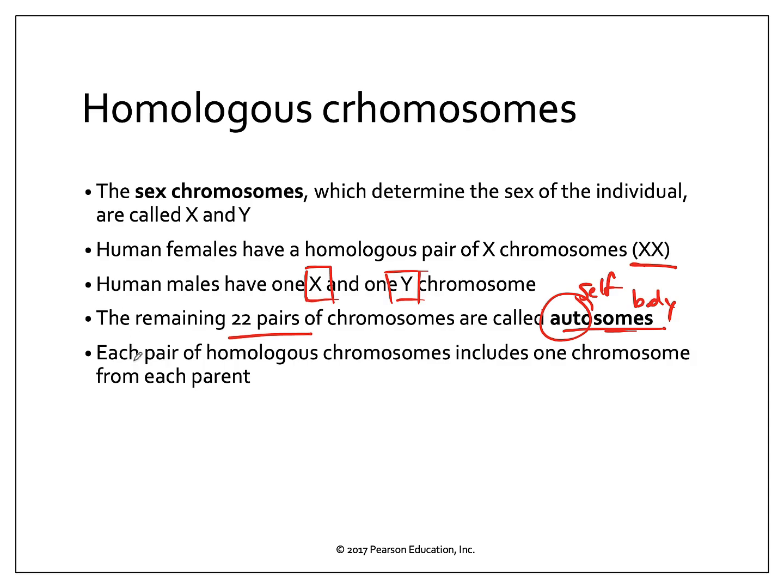So again, for each pair, we have one chromosome from each parent. So in the X, let's say we have an X and a Y, this is a homologous pair. We got one of them from mom and one of them from dad.